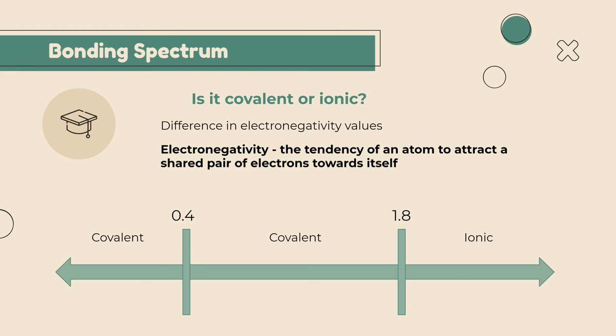Through many experiments, scientists have determined a spectrum to help tell ionic and covalent bonds apart when you are given both atoms' electronegativity values. If the difference between the two is less than 1.8, the bond is covalent, and if it's greater than 1.8, it's ionic.